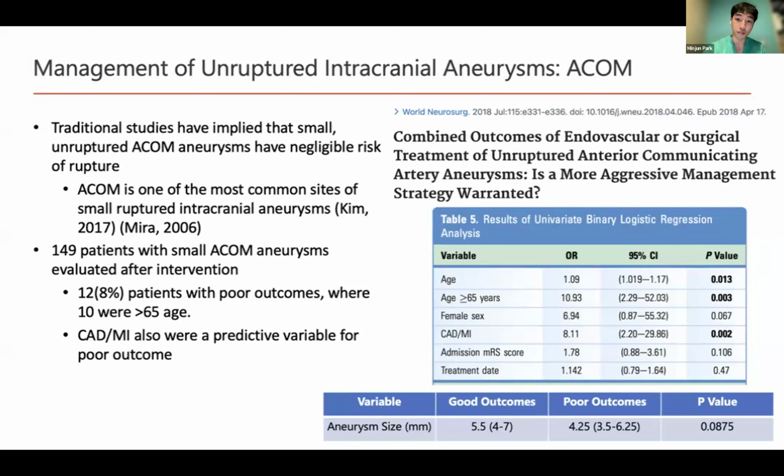Because at least on the graph on the right, we do see the two main things that were statistically significant with poor outcomes were these two. And again, the size between the good outcomes and the poor outcomes was not statistically significant. So that was not a factor that had an impact on whether patients had a poor outcome. So I wanted to end off with that general question.